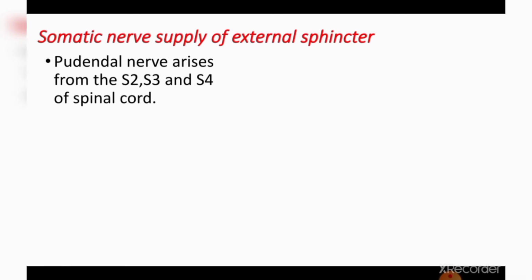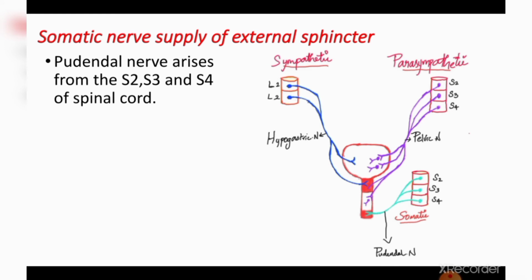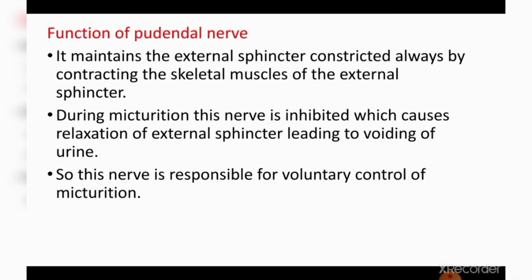Moving on to the somatic nerve supply of the external sphincter. Only our external sphincter has somatic nerve supply. That somatic nerve is called the pudendal nerve, and it arises from S2, S3 and S4 of the spinal cord. This pudendal nerve supplies the external sphincter. This is the only part which is under our voluntary control, the external sphincter.